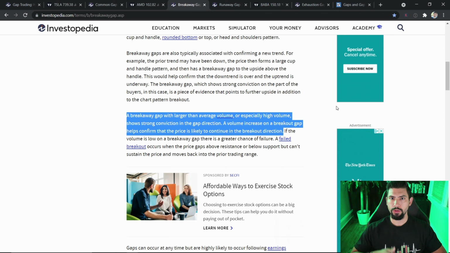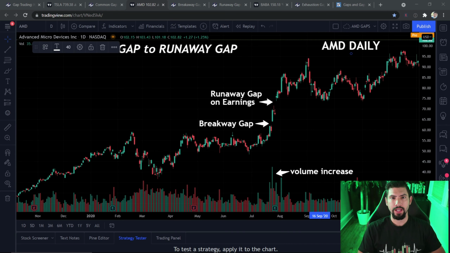You're going to see the volume bars spiking and you're going to see price moving in a certain direction. So that's one way to tell whether it's a breakaway gap or a common gap. So let's take a look at the chart and we're going to break that down now. All right, so in this example, we're looking at a breakaway gap, which turns into a runaway gap.